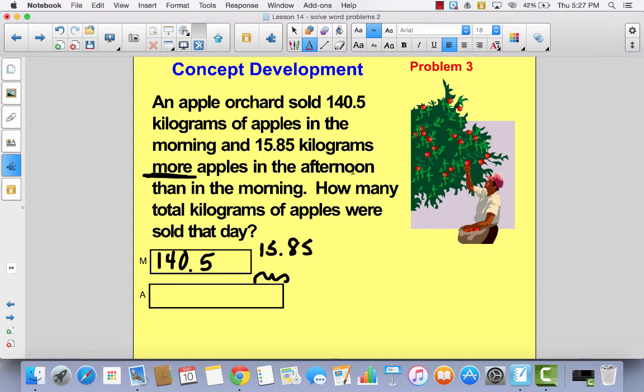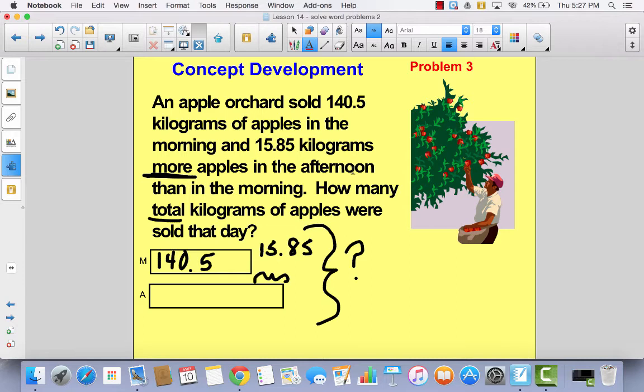So the question is not how many did they sell in the afternoon. The question is how many total were sold that day. So this is where my question is. This is going to be a 2-step problem. Can you figure out what the first step would be? Well, my first step is going to be to figure out how many apples I sold in the afternoon.